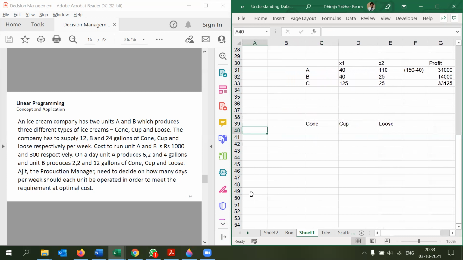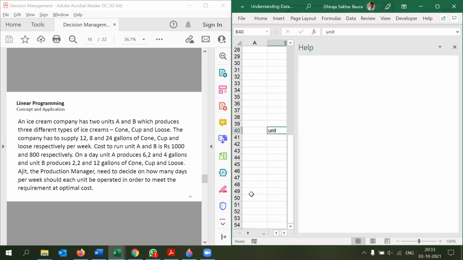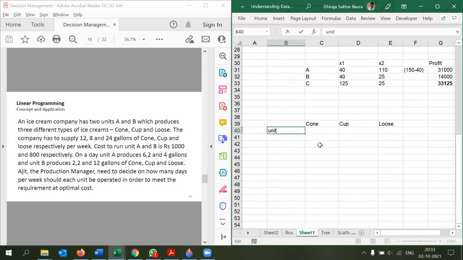So can you tell me? Okay, I put it in different. That is unit A. Let me put another information also. Unit A and unit B. Can you tell me what is the cost for unit A and cost for unit B?